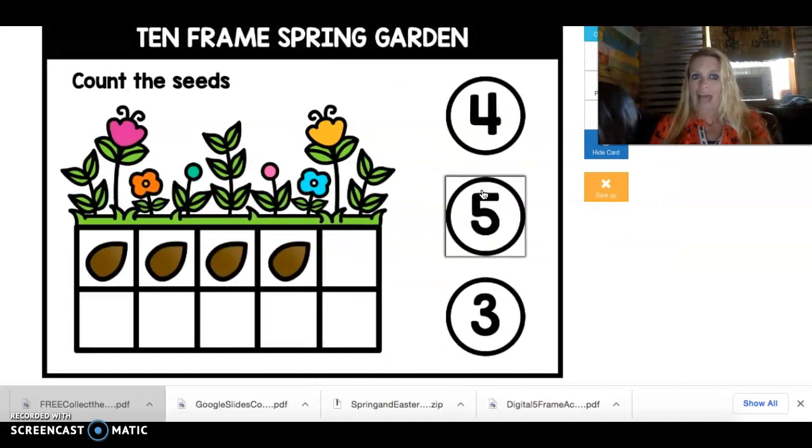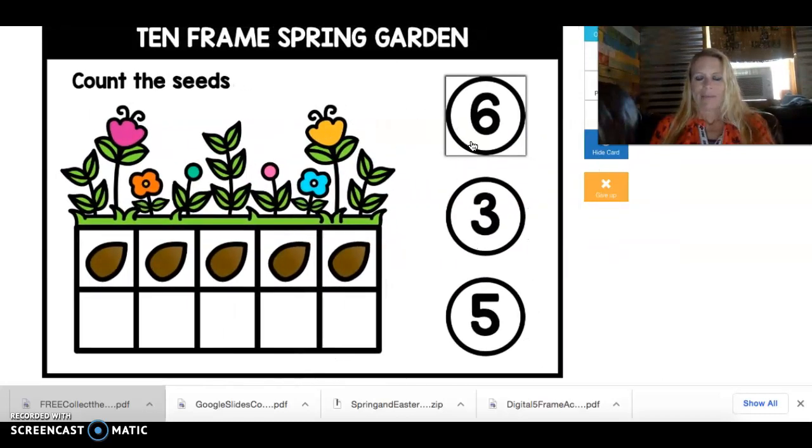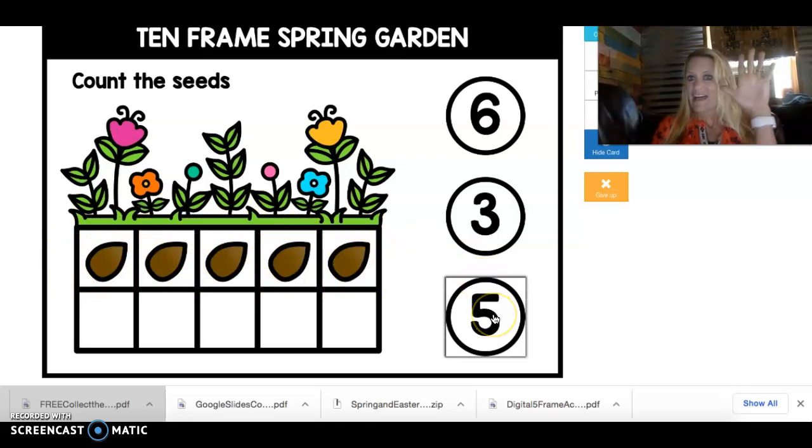Good. How many do you see in the 10 frame? Ooh, I see 1 less than 5, so I know that is 4. Here's the number 4. How many do you see in the 10 frame? Do you know how quick I can look at this and I see that whole first frame filled up? 1, 2, 3, 4, 5. And I know that is 5.